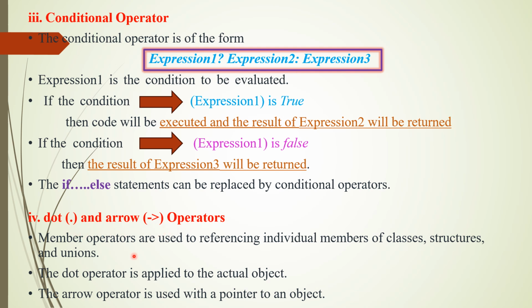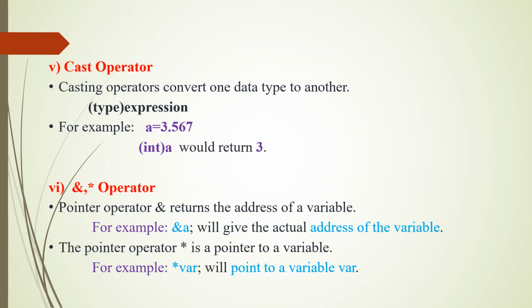Dot and arrow operator. Dot is applied to an actual object, and arrow is used with the pointer of an object. This is for the casting operator. Suppose I have a particular data type, I have described the data types in another video, you can check it. Suppose I have a floating data type but I want to convert it to an integer, then I can make use of this inside the program itself. I don't want to change the variable name or assign it to another variable. I can easily change it by using this casting operator.